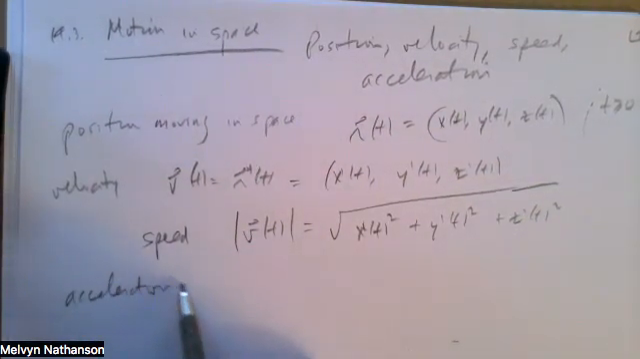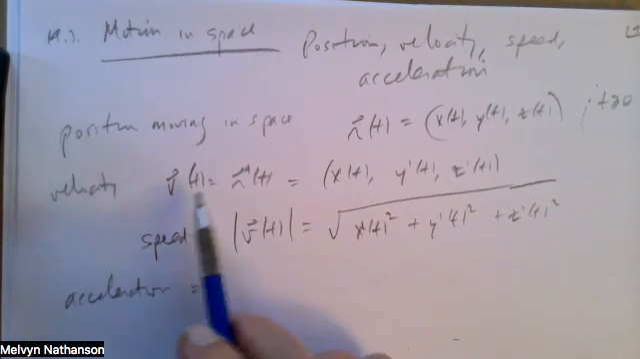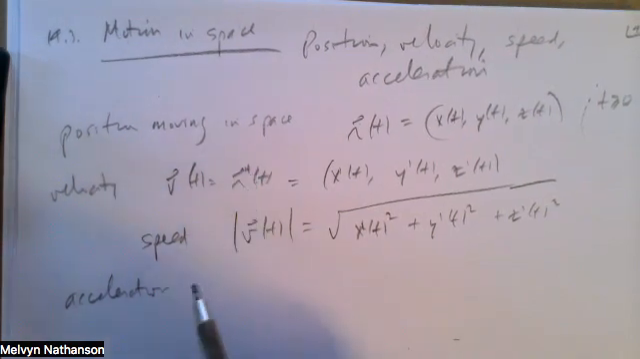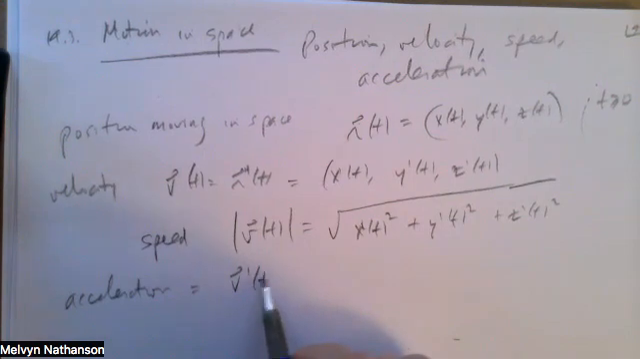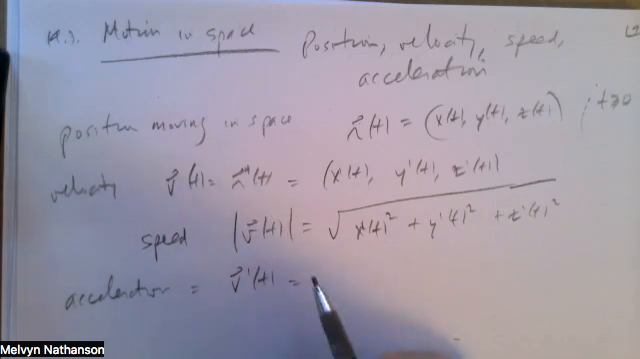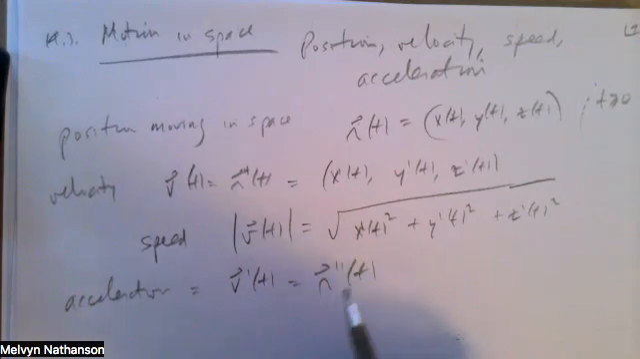And acceleration, velocity is the rate of change of position. Acceleration is the rate of change of velocity. So the derivative of the velocity, but the velocity is the derivative of the position. So it's the derivative of the derivative, or the second derivative, is the acceleration.